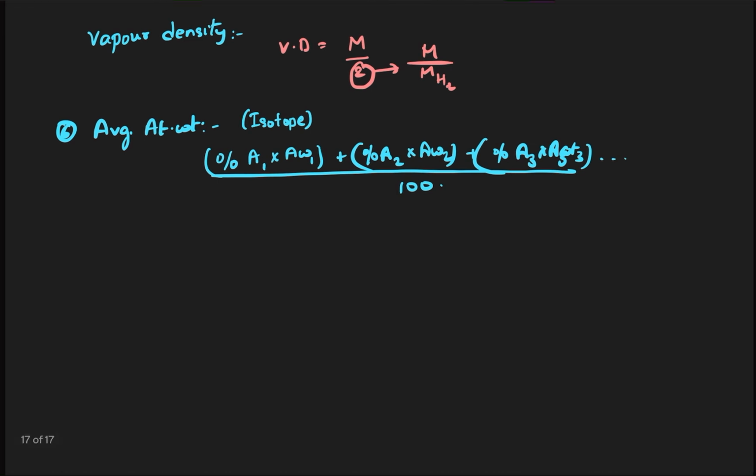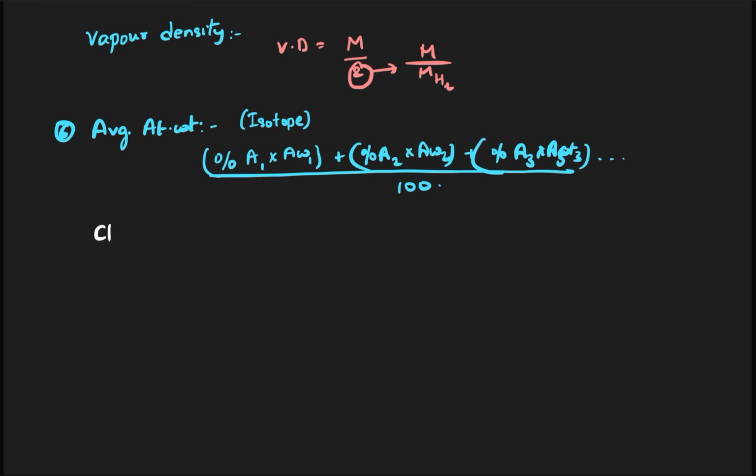For example, chlorine 35, Cl35, is an isotope which is present 75%, and chlorine 37 is present 25%. So these are the two atomic weights, and we are supposed to find the average atomic weight. What is the average atomic weight? So how will you do it?